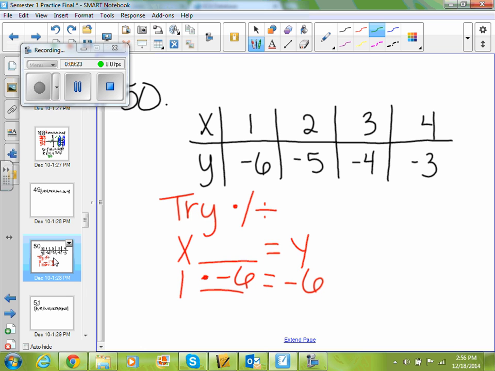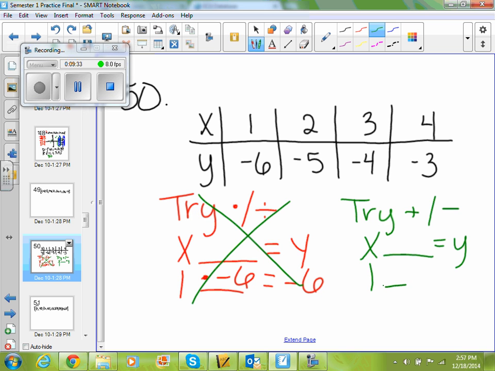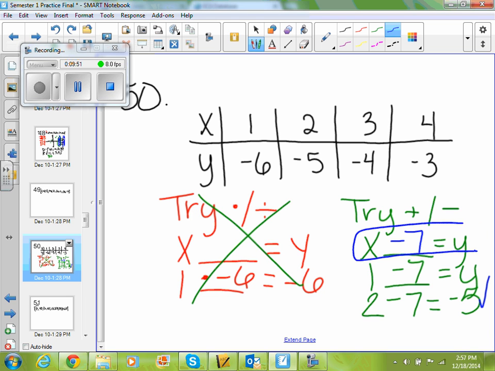Alright, so if I try addition and subtraction, we're taking my x, we're doing something to my x to make it be y. So 1, something to that to make it y. So what do we need to subtract? Subtract 7. Okay, if I do that for 2, does that work for 2? Yeah. Okay, does it work for 3? Yeah. Does it work for 4? Okay, so if it works for all of them, then we pull that minus 7 up top and say x minus 7 equals y is my function.